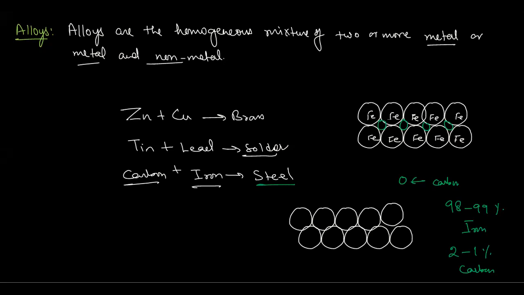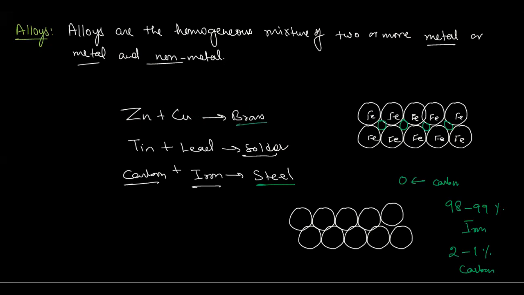In a similar way, when we have zinc and copper, it gives brass, which is first of all lighter in weight, does not rust, and secondly, it is cheaper. I mean, not very cheap as compared to copper; its value comes between copper and zinc. So this gives us brass.